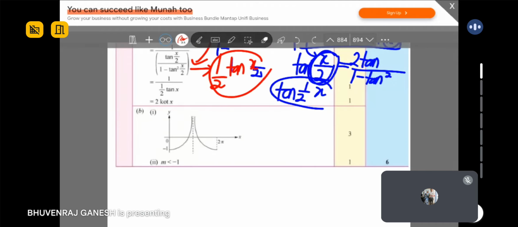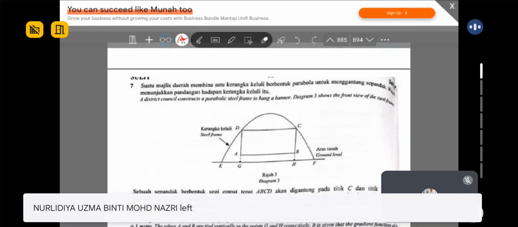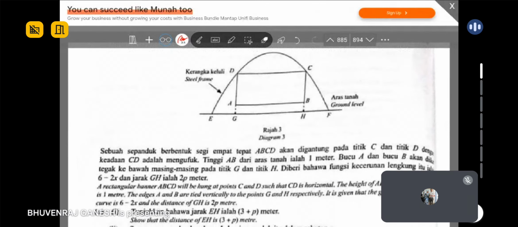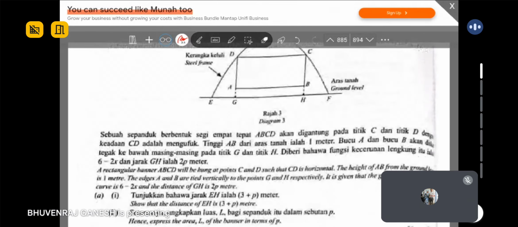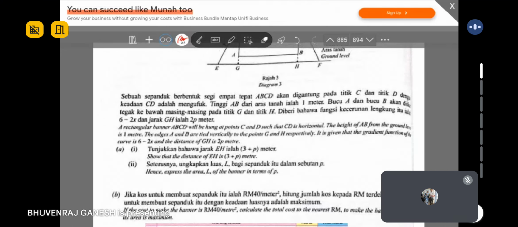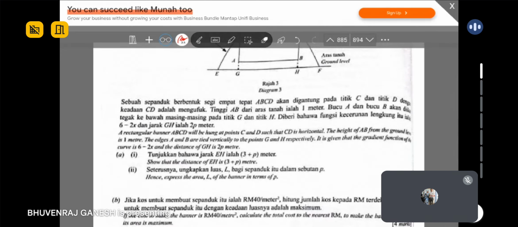Okay guys, so we continue Question number 7. Soalan ke-7. What chapter is this guys? Bab apa yang ni? Anyone? See carefully. Tengok soalan betul-betul. So what chapter guys? Anyone?